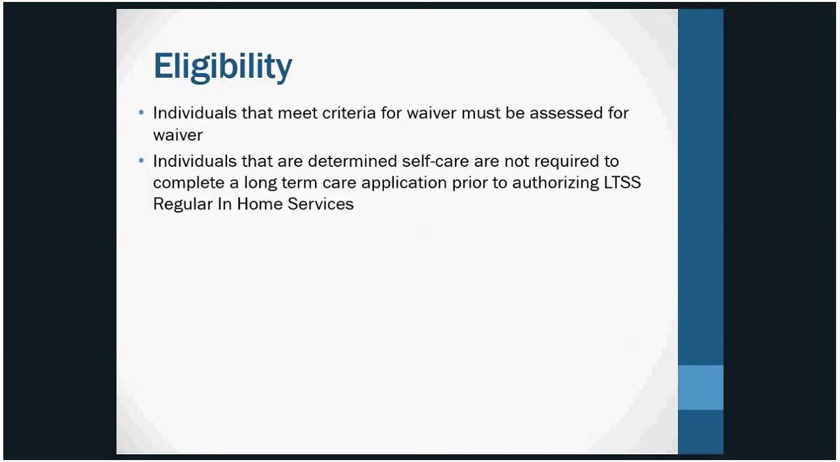However, we've had a couple situations reported by EA, and I don't know if this is a reoccurring issue or not, but I told them that I would pass on the information that if you have a self-care determination, we know they're not going to be eligible for waiver, so you don't have to require them to apply for Medicaid through the long-term care application process. Any questions on either of those two things?